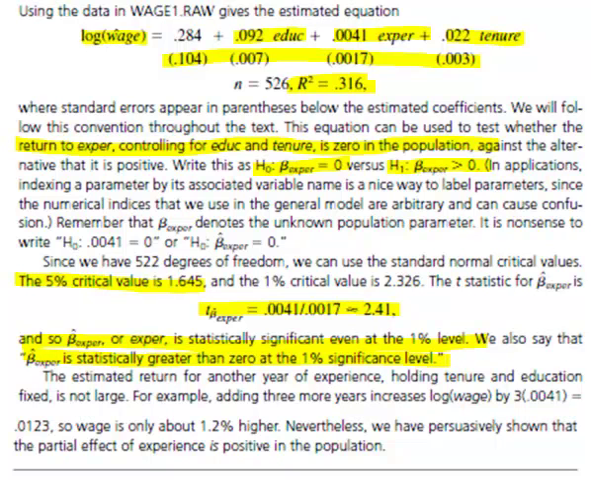So basically it means that if you hold tenure and education constant or fixed, adding 3 more years of experience increases your wage by, let's say, 0.0123. So wage is only about 1.2% higher for someone with 3 more years of experience, provided their education and tenure are fixed.